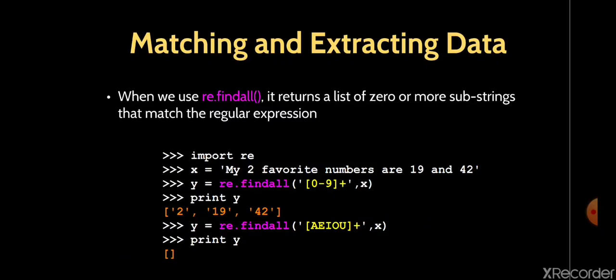Suppose for the same variable value, I write a different pattern, say [AEIOU], in capital letters. We don't identify any capital letter from the set AEIOU in the x value. So of course findall should return an empty list, because there is no such uppercase letter in the given variable value. So it's an empty list.